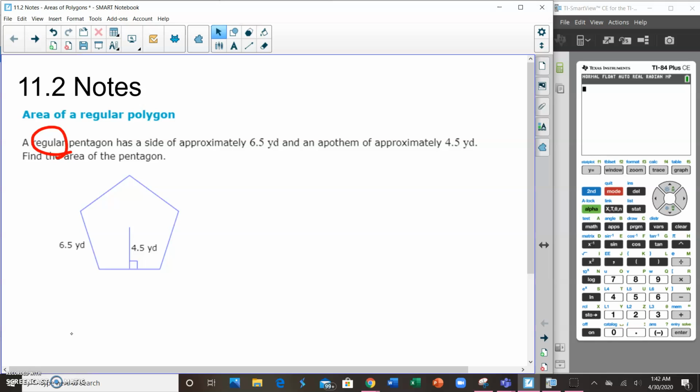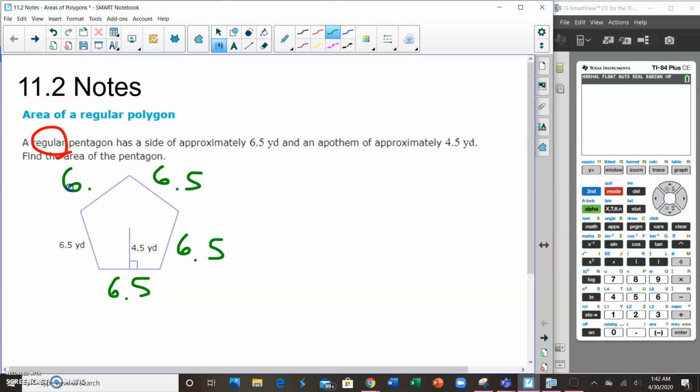All right, so if we know that one side is 6.5, then actually we know that they're all 6.5. So this is going to be 6.5, this is going to be 6.5, this is going to be 6.5, and that's going to be 6.5. So they're all going to be 6.5. The apothem. The apothem is an interesting word. The apothem goes from the center, where I just marked that little tiny purple dot, down to a side perpendicular.